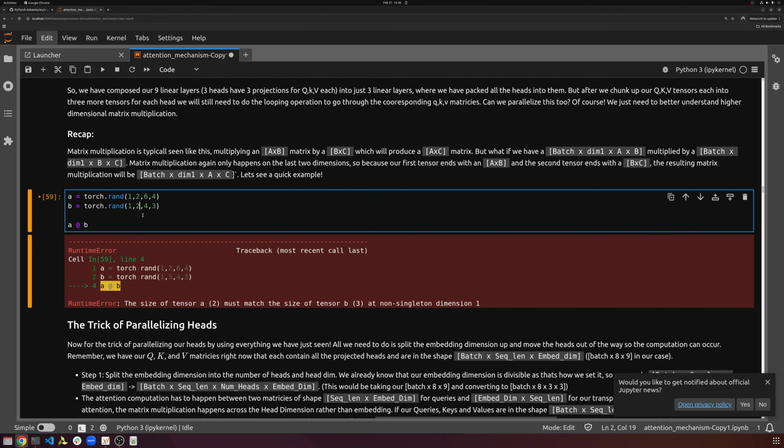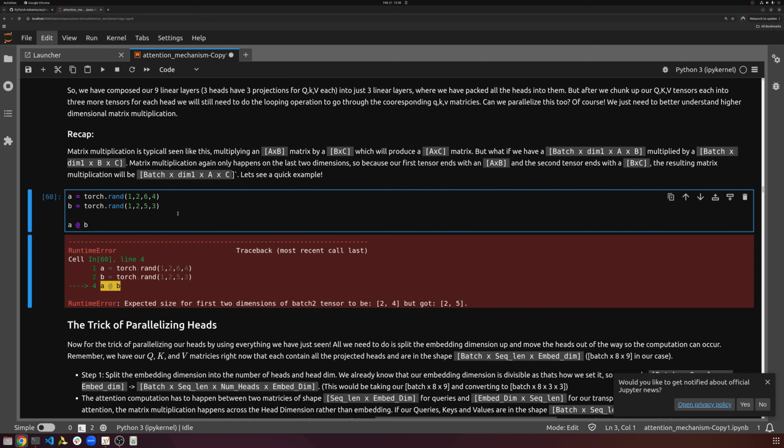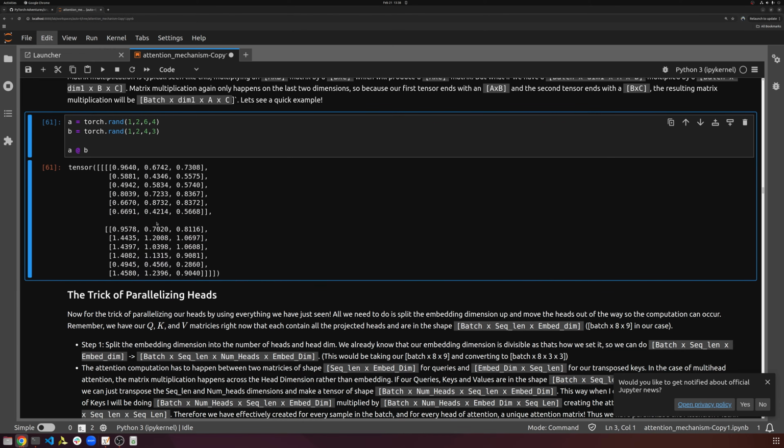Also, for me to multiply matrices, this 4 has to match this. If these don't match, it's going to say, hey, I'm trying to multiply 2 by 4 by 2 by 5, and that's not going to work out, right? So there we go. Just high-level ideas of how PyTorch does some of its high-level tensor operations.